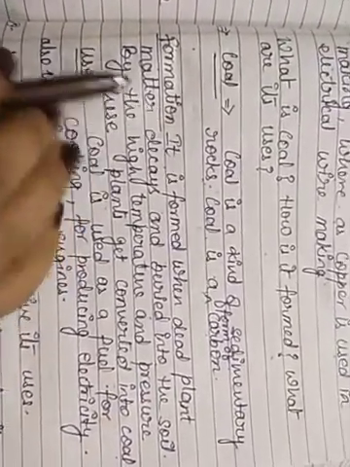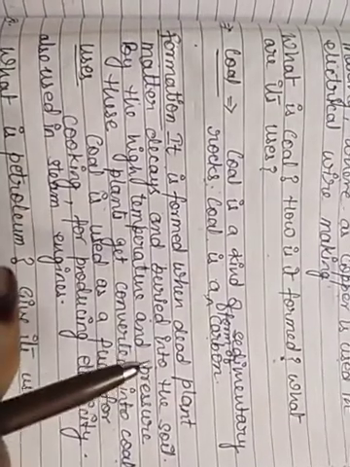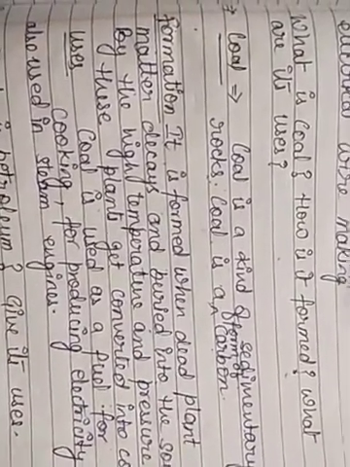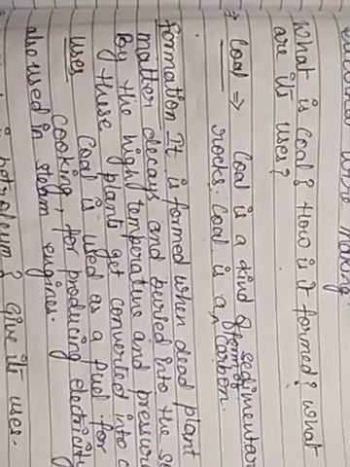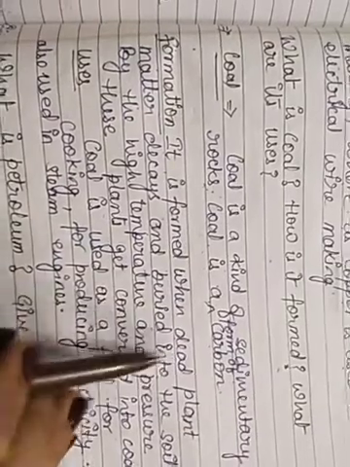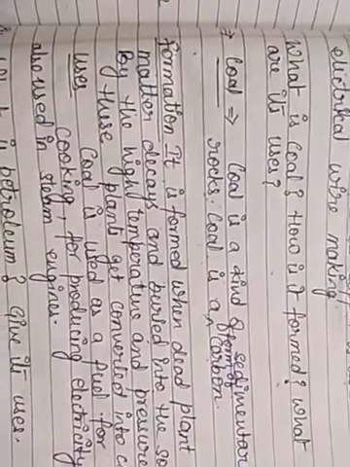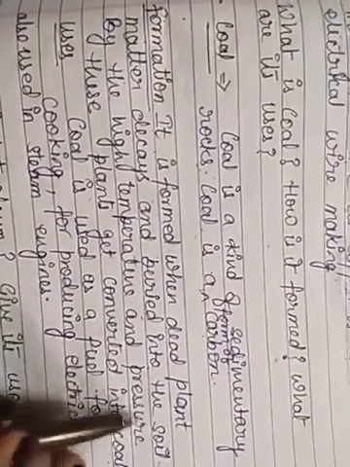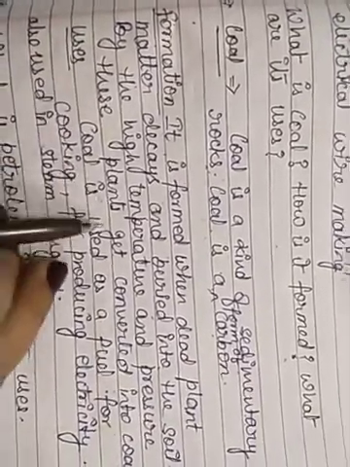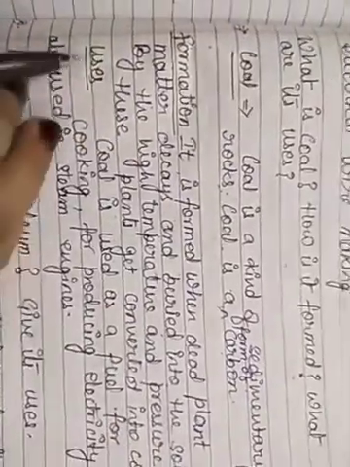The formation of coal is not a very frequent thing. It takes much longer time, and it is a sedimentary rock. So it is formed when the plants die and get buried into the soil, and due to the higher pressure and temperature, these dead plants get converted into coal. So this is the formation, and now where it is used.